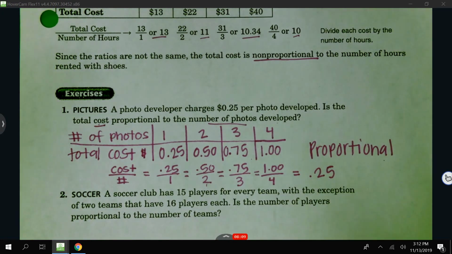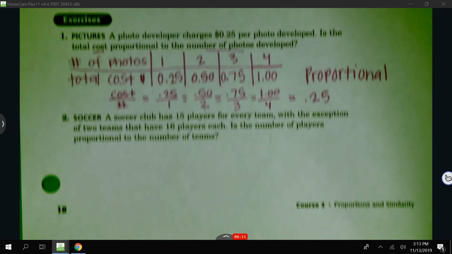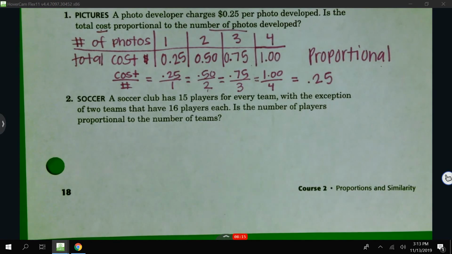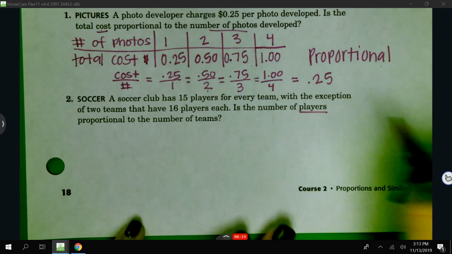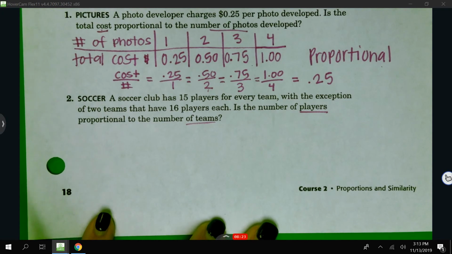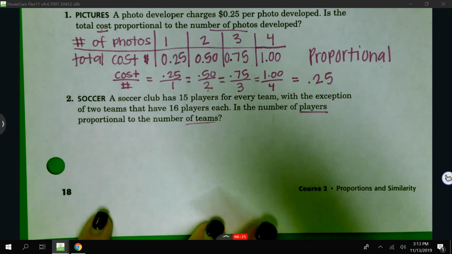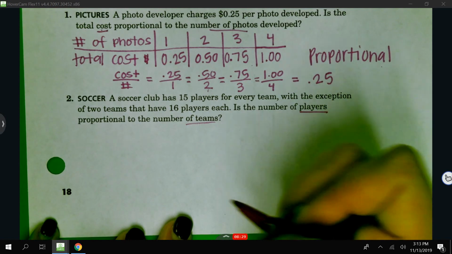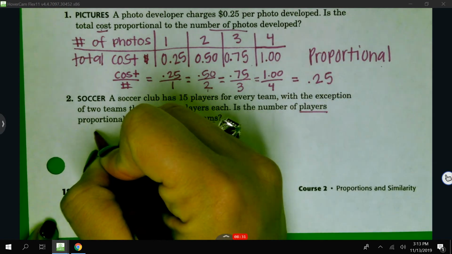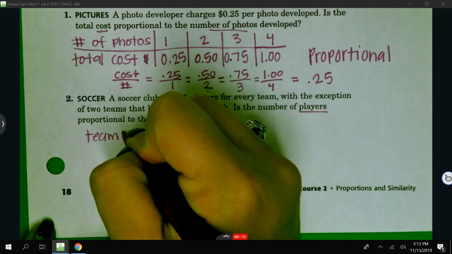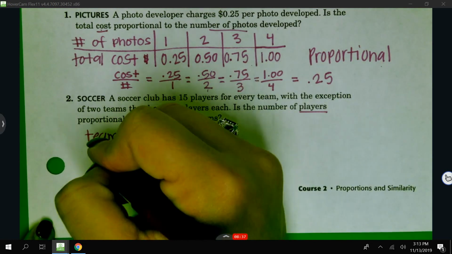All right, example number 2. It says a soccer club has 15 players for every team, with the exception of 2 teams that have 16 players each. Is the number of players proportional to the number of teams? So let's go ahead and make our chart. I'm going to have teams on top of my chart, and then I'm going to have my players on bottom.